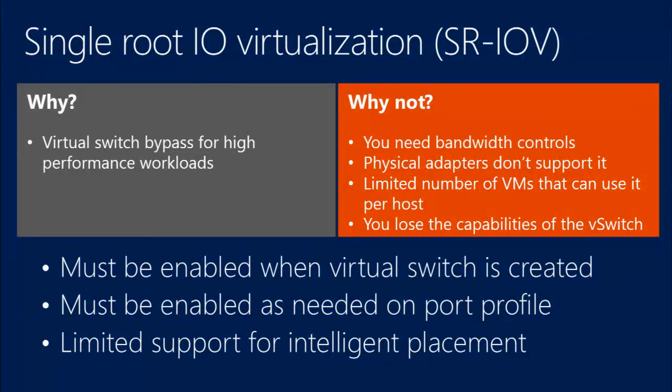So for workloads that really require it, like databases or things that require a lot of throughput, this is where you'll want to use it. One key thing you have to remember is that when you create your virtual switch in VMM, that's when you have to enable SR-IOV. You can't enable SR-IOV after creating the virtual switch. But then you can choose which VMs connected to that switch use SR-IOV. You don't have to use it even if the switch has it enabled. But even if you enable it on the switch, you'll still lose some capabilities of the switch itself, such as bandwidth controls.